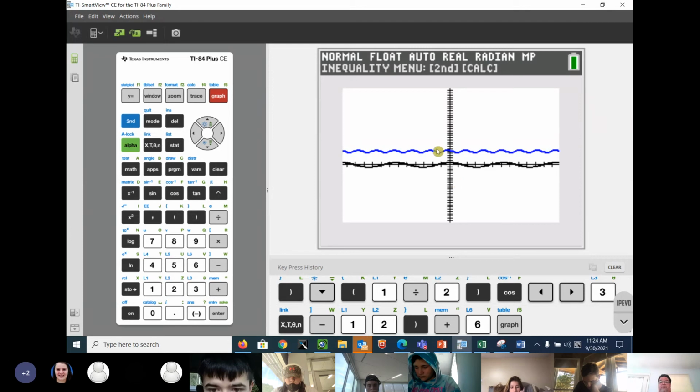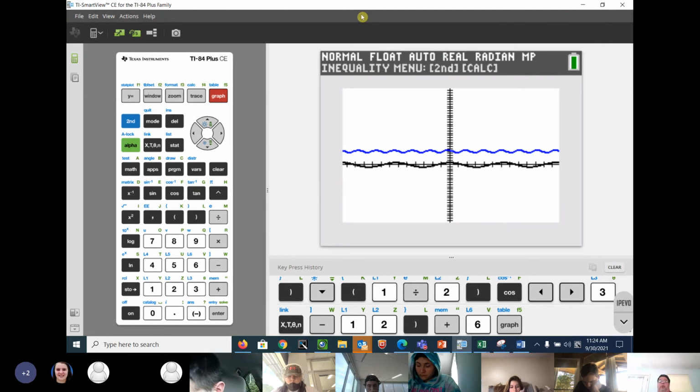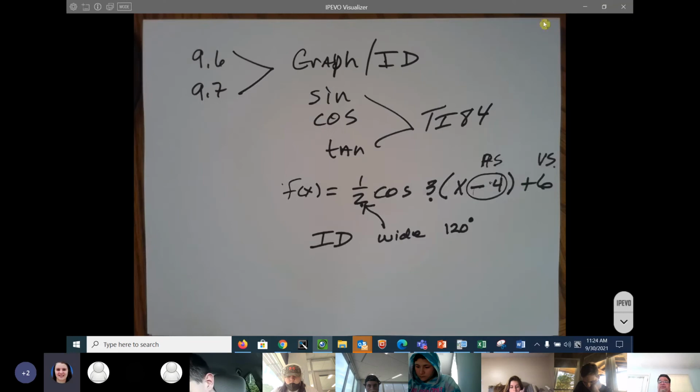the 1/2 is more wide, and the period is 120 degrees. So they'll say, what is the graph of cosine and 1/2 cosine look like? And there it is right there. Okay, and again, you're probably talking about 3 questions on the test.